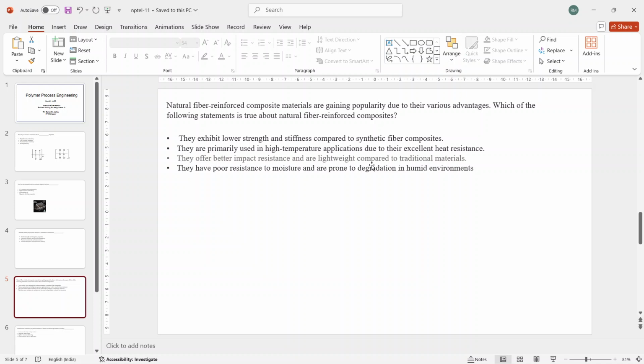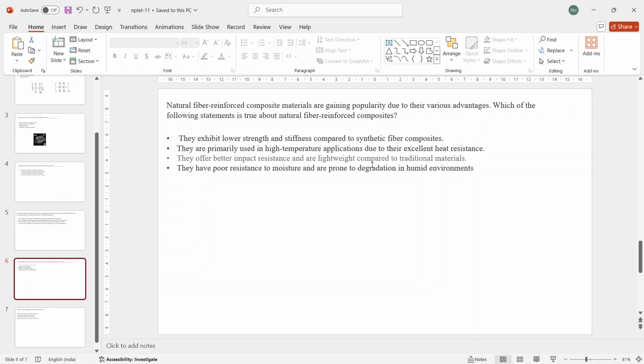They have poor resistance to moisture and are prone to degradation in humid environments. They can have poor resistance to moisture and be prone to degradation in humid environments, but that depends upon with what material you are making the matrix of the composite itself. So there are many parameters which are associated with that. So the third one, that they offer better impact resistance and are lightweight compared to traditional materials, is true. Also, poor resistance to moisture and prone to degradation in humid environments can also be true with respect to that.